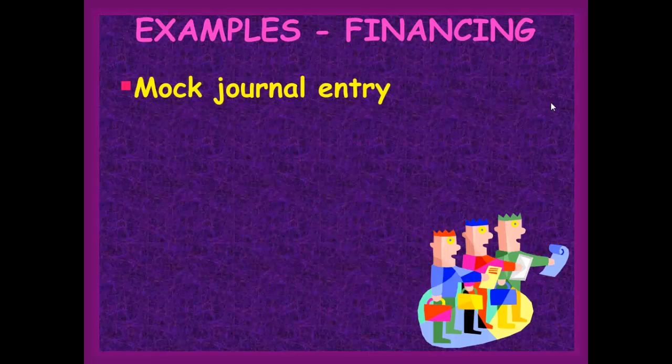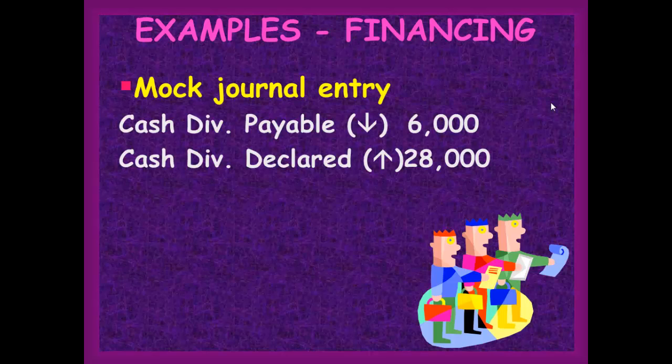Our mock journal entry. All right, back to chapter 11. We declared the dividend. What account do we debit when we declare a cash dividend? Cash dividends declared. It doesn't matter which one you put first. Cash dividends payable, the liability goes down with the debit. So that's one part of my journal entry. Cash dividends declared is always going to be a debit.